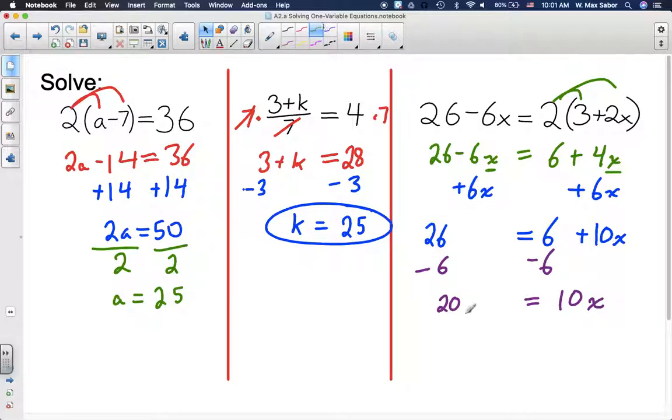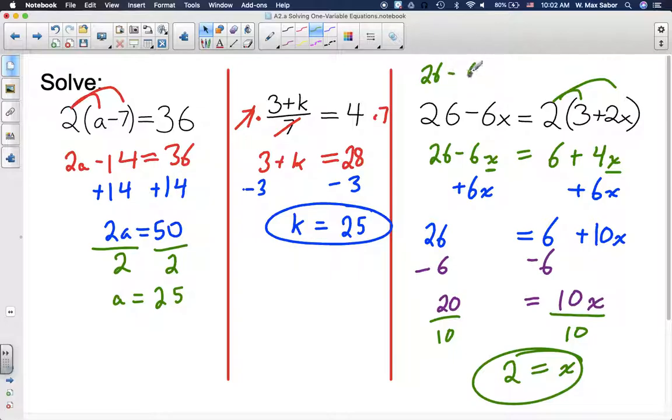And then divide by, well, 10 times x, so we should divide by 10. We're not always dividing by the first number. When x is almost by itself, we're dividing by the coefficient of x, what x is multiplied by. If you wanted to check this, you could say 26 minus 6 times 2 is 12. 26 minus 12 is 14. And then 2 times 3 plus 2 times 2 is 4. 4 plus 3 is 7, times 2 is 14. So this number makes the equation true.